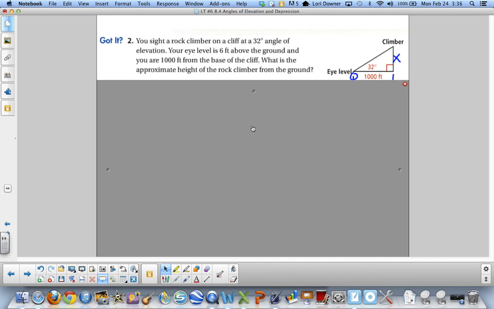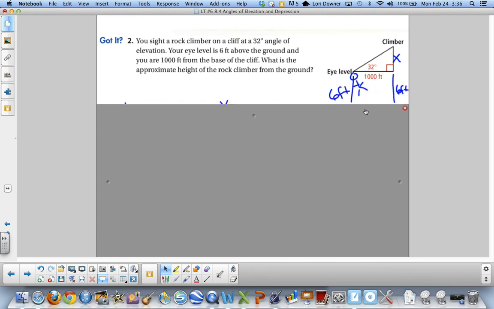You sight a rock climber on a cliff at a 32-degree angle of elevation. Your eye level is 6 feet above the ground, so this is a tall person, height of 6 feet. You can see the person here. There's 6 feet. There's eye level. 6 feet over here. Here's the climber on the mountain. And you use that app again. You got an angle of elevation of 32 degrees. What is the approximate height of the rock climber from the ground?